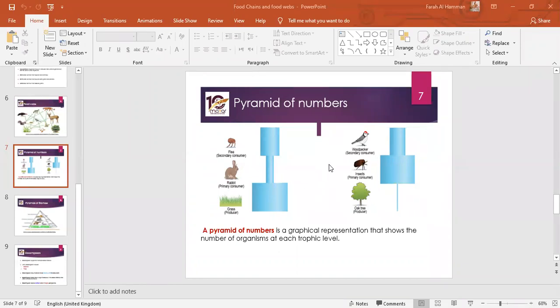Do you understand how we construct pyramids of numbers based on these kinds of relationships? Yes, Yajud. Sorry, I forgot to lower my hand. No problem. Again, do you have any questions, students, on how we construct pyramids of numbers? Okay.